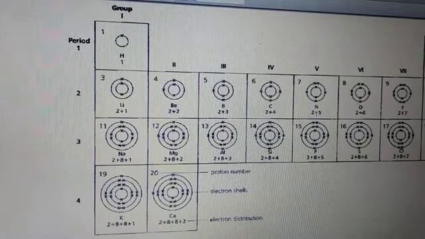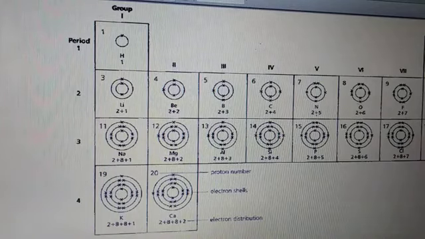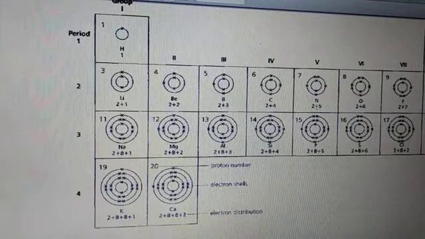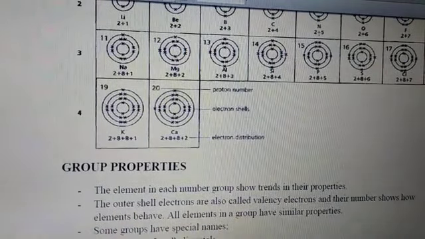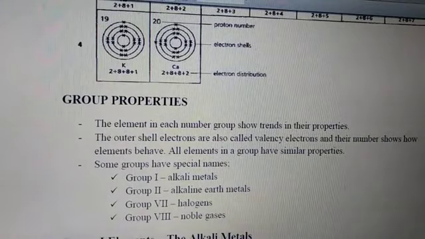What about neon? The first shell gets filled with 2, the second shell with 8, and neon is full already. So the group 8 or group 0 elements, these ones have full outer shells, and we call them the inert elements. These inert elements do not react, okay? They are non-reactive unless you put them under special conditions. That's the only case that they are going to react, right?